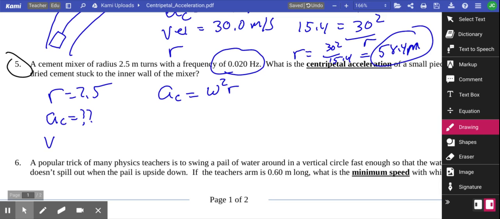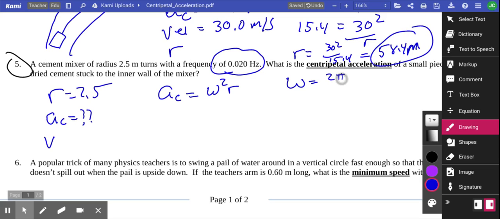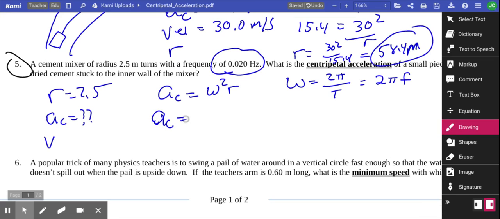So we know that omega is equal to, again, there's a little bit of a lag in my pen with Screencastify, 2 pi divided by the period, or that's the same as 2 pi f. And we have the frequency. So we're going to be able to figure out the centripetal acceleration from the fact that this is going to be 2 pi times 0.02, this whole thing squared, times that radius of 2.5.